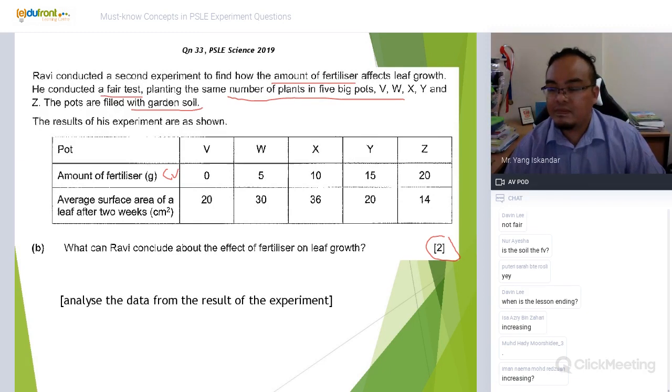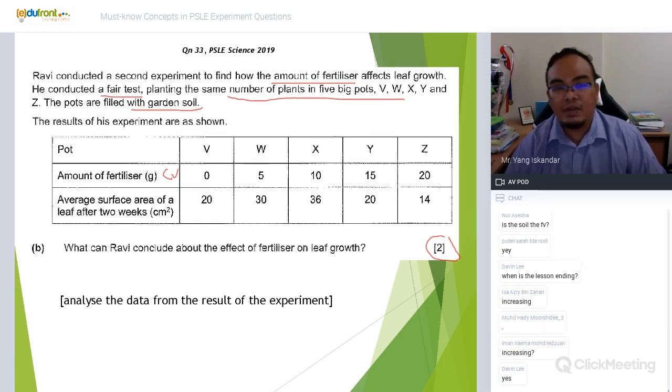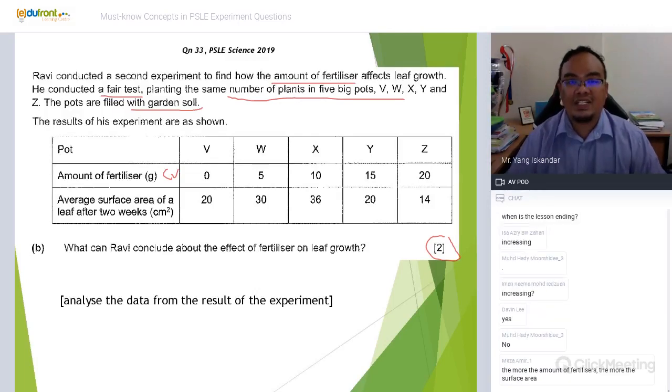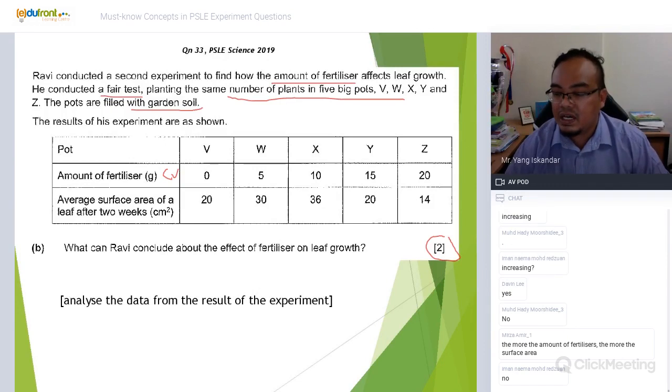Is it increasing? If you put the one word increasing, do you think you can get any marks? Remember, this is a 2-mark question.